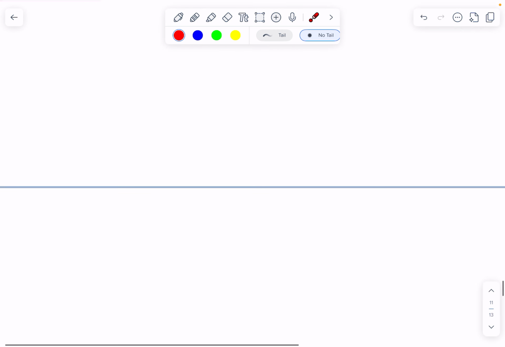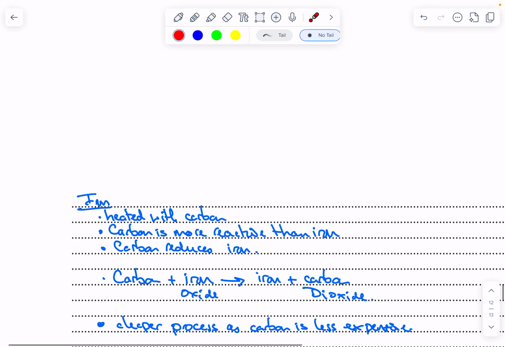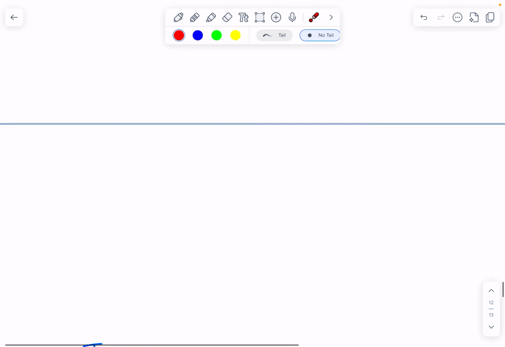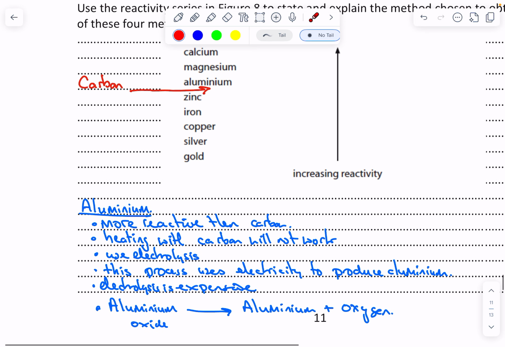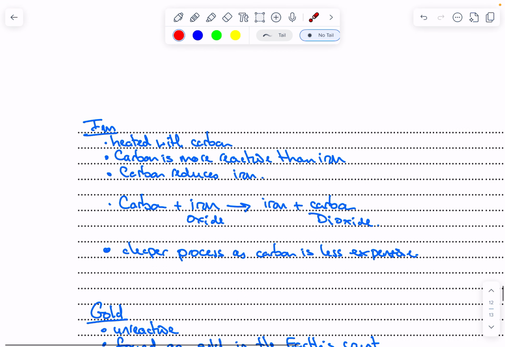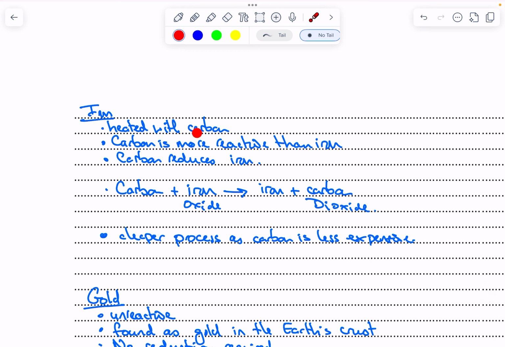Next one in the list was iron. Iron, if we go back up to my reactivity series, so iron is below carbon, so therefore I can use carbon to react with iron oxide and remove the oxide. So we heat it with carbon.